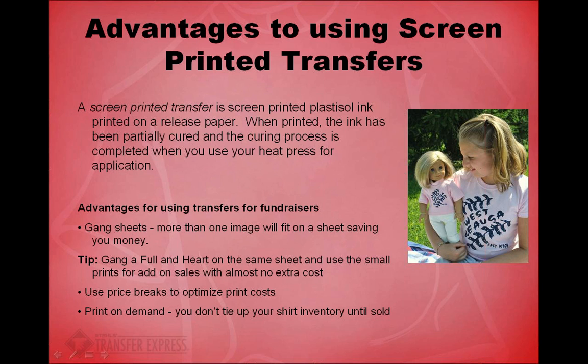You can also use price breaks to optimize print costs. For example, with Transfer Express, doing 35 instead of 30 is an example of some way to save some money as well. With transfers, you can print on demand, so you don't have to tie up your shirt inventory until sold. And that's a really big plus.